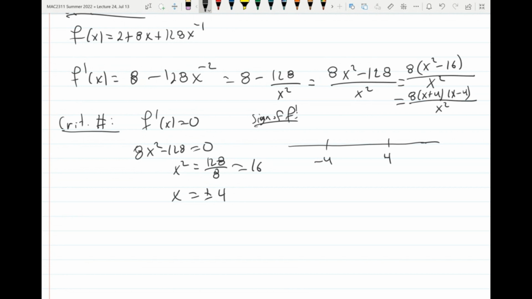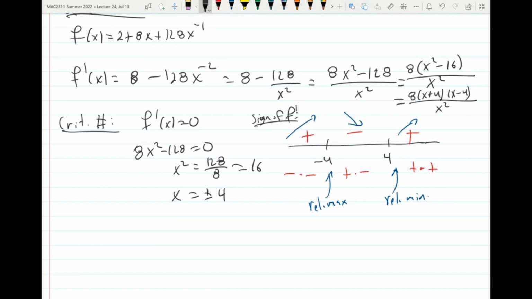So if we pick a number to the left of negative 4, the signs are going to be negative times negative, and the bottom is always positive. So that's a positive. Then if we pick 0, for example, that's positive times negative, so that's a negative. And then we pick 5, that would be positive times positive, so that's a positive. So this is telling me that the function is increasing, decreasing, and increasing. So what do we have here? We have a relative max. What do we have here? We have a relative minimum.